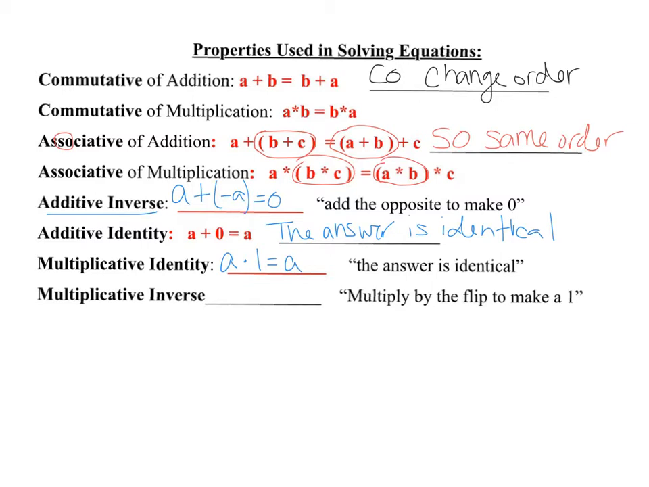Multiplicative inverse property. Multiply by the flip to make it a 1. So it's the same thing as what we do when we're solving our equations. A times 1 over a equals 1.